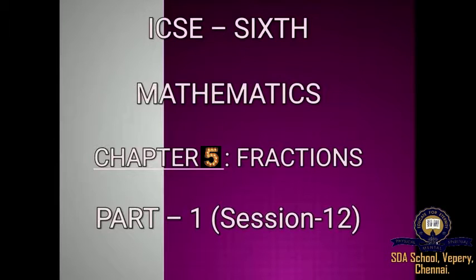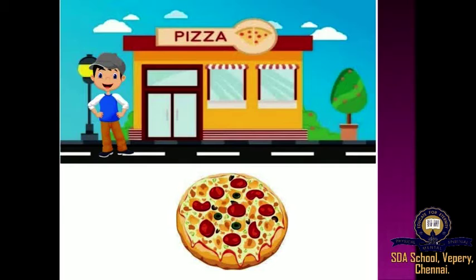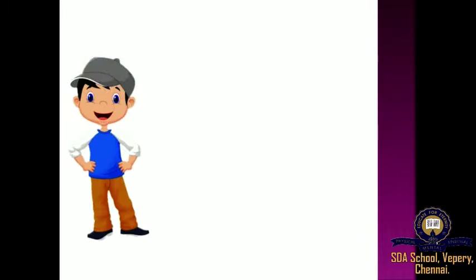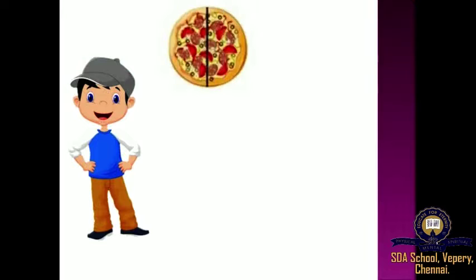In today's class, we will be learning a new chapter, chapter 4, fractions. And he bought a pizza. When he returned home, his friend came to his home. So, he divides the pizza between two persons. So, each person gets half a pizza.